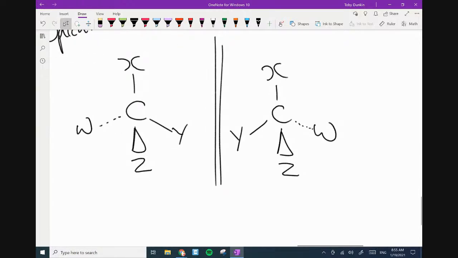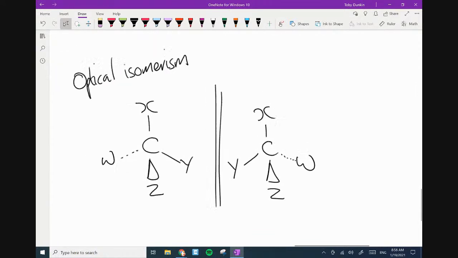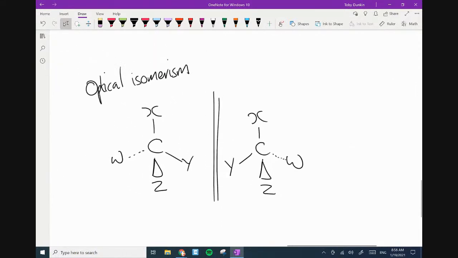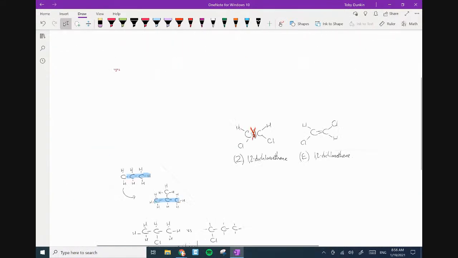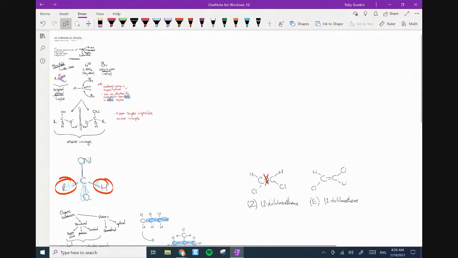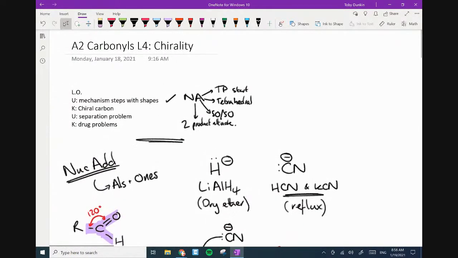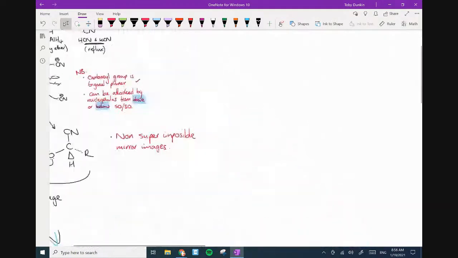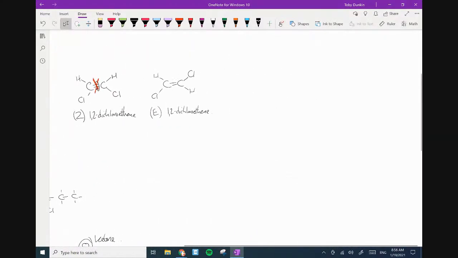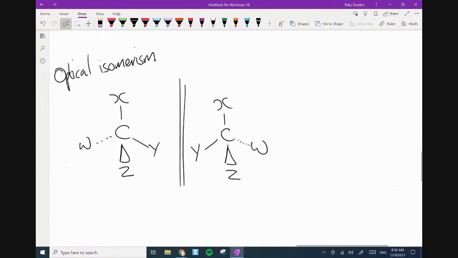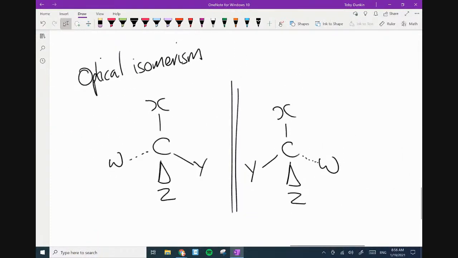So this is optical isomerism. I'm going to do a whole lesson on that next time. In my next lesson, I'll do chirality lesson 2, and I'll talk about optical isomerism and the pointless test. So, right, chiral carbon. This is actually linked to my picture. So, you've already got this picture drawn into your books anyway.